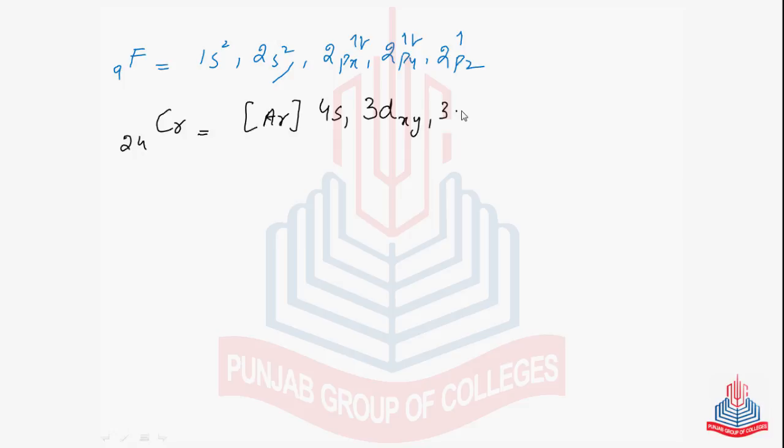3dyz, 3dxz, 3dx square minus y square and 3dz square. पहले मैंने इन पांचों को लिख दिया, डीजेनरेट ऑर्बिटल. अब इलेक्ट्रॉन की डिस्ट्रीब्यूशन करते हैं.